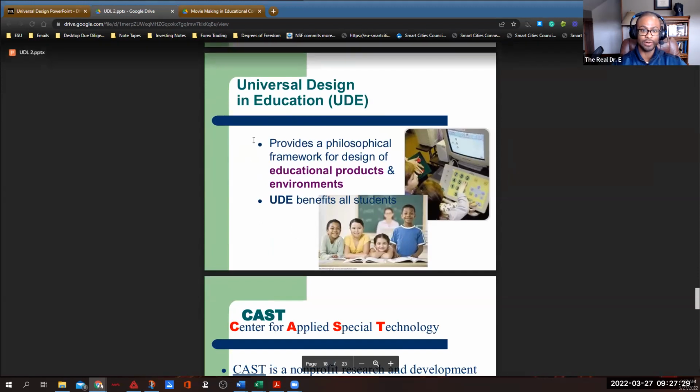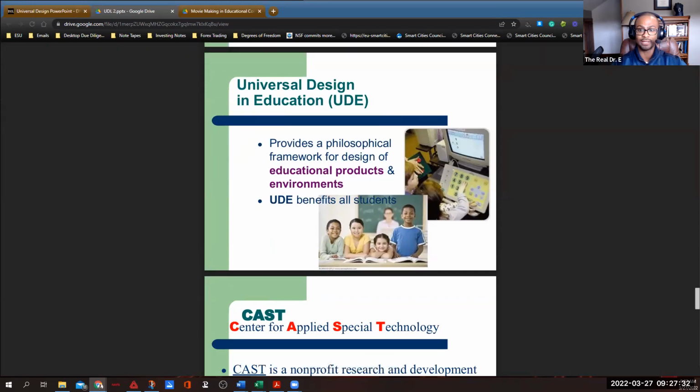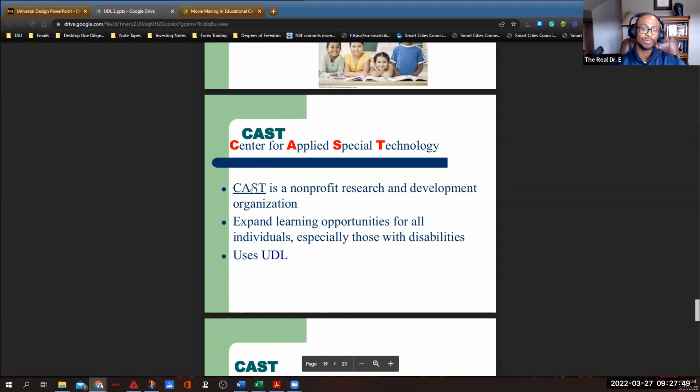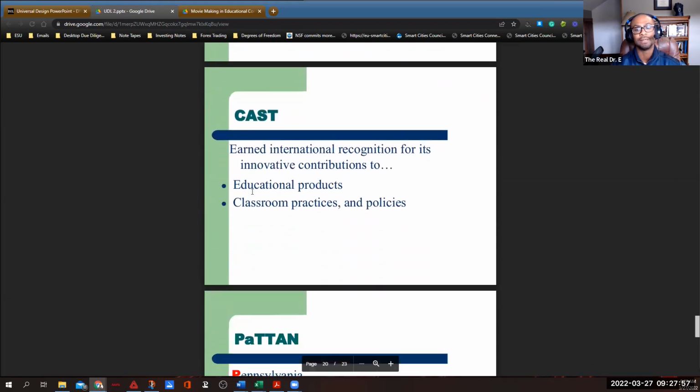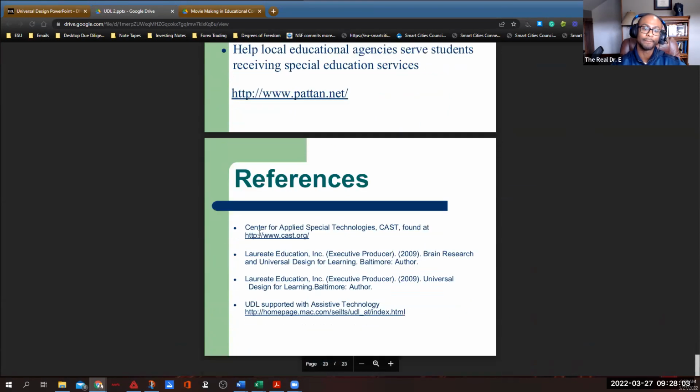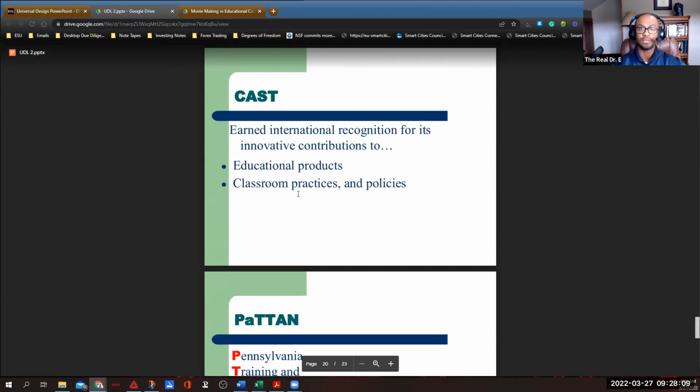Universal design in education is all over the place. Look at these pads and colors and entry keyboards for computers, but we create a philosophical and actually a physiological framework for design of educational products and environments. And so CAST is a source for you if you want to learn more about what type of UDL projects exist out there and can be used. And Patent is another one, especially for Pennsylvania. Okay, so forth, so on. And that is how UDL works. Boom.